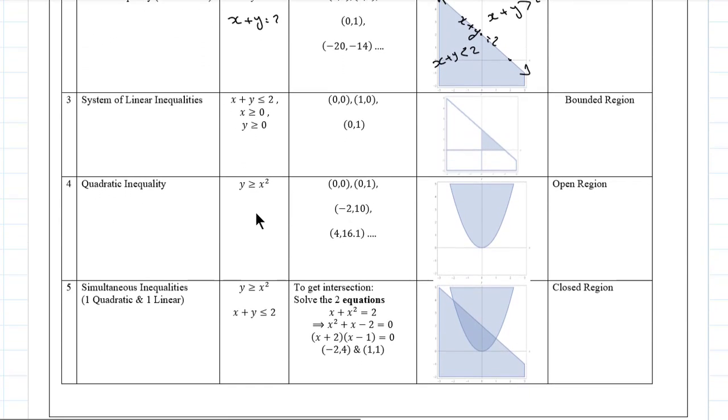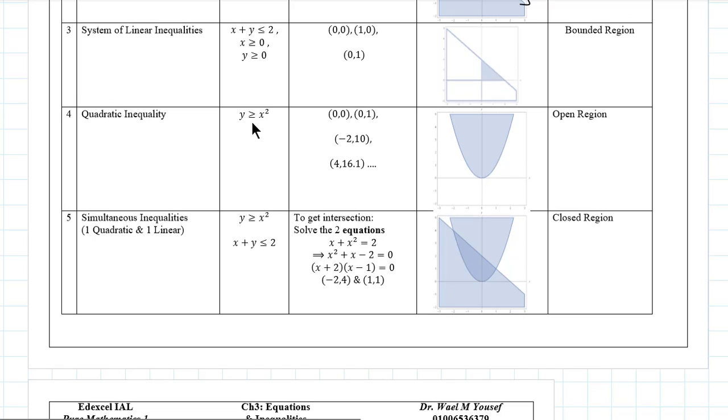Also, if I have a quadratic inequality, like if I want to solve y more than or equal to x squared graphically, it's very easy. I will draw y equals x squared, and of course we know that this is the parabola, this is the curve, and then according to the sign of the inequality I will choose this region. And we can say the same scenario as on the straight line. This curve will divide the points in the plane into three parts: the points on the curve, the points above the curve, and the points below the curve.